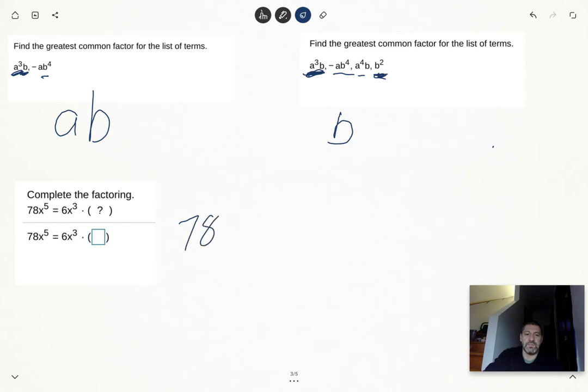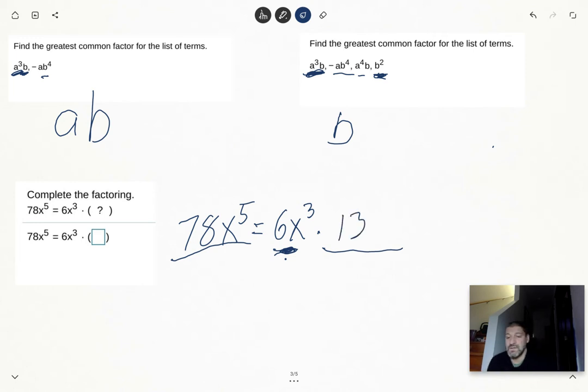Okay, and one thing to keep in mind, what is factoring? Factoring is essentially just multiplication in reverse. So in other words, we're looking to see what you multiply 6x to the third by that would give us 78x to the fifth. What do I multiply 6 by to get 78? 78 divided by 6 gives us 13. So now I know that 6 times 13 is 78.